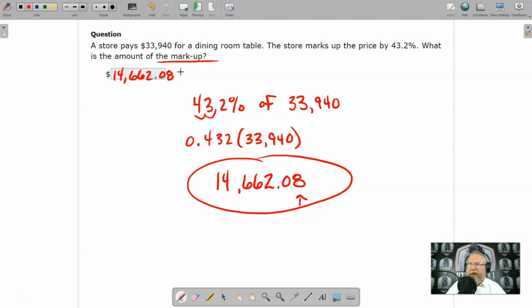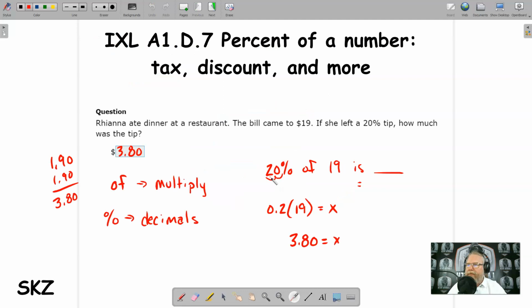All right. So those are all of my examples for IXL activity A1.D.7, percent of a number, where we calculated tax, discounts, and more. Good luck with your activity.